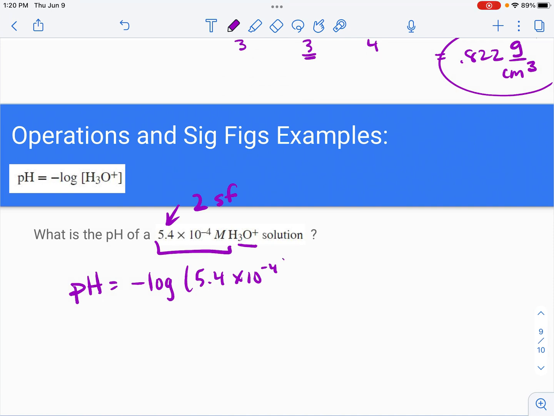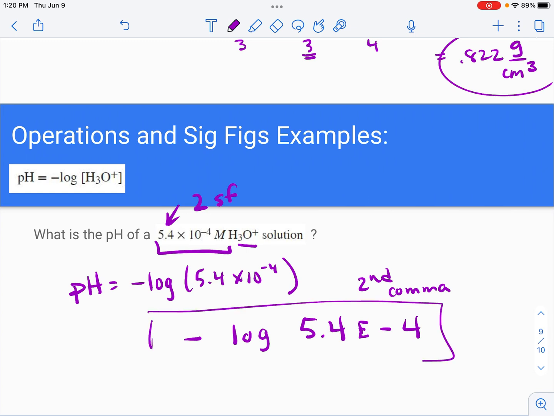to the negative 4th. And when I punch that in my calculator, I use the negative key, not the subtraction key, but the negative key, then the log key, and then 5.4, so it would read negative log 5.4, then I push second comma, which reads E, and then I push the negative sign and 4. This is what my calculator would show, okay? And then I hit enter.